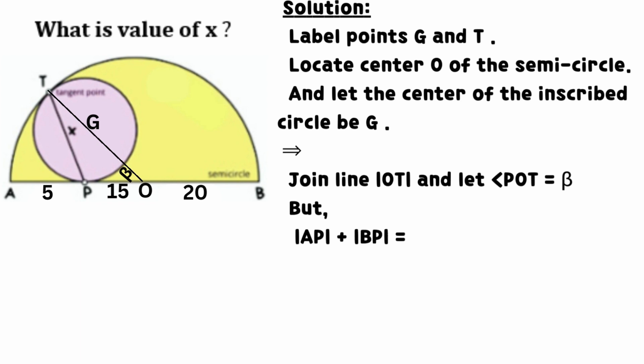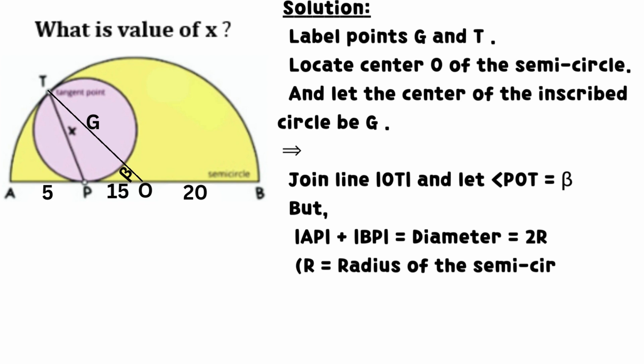Join line OT and let angle POT equal beta. But the sum of line AP and line BP equals the diameter, which equals 2 times R. It follows that the sum of 5 and 35 equals 40 units, which equals 2 times R.